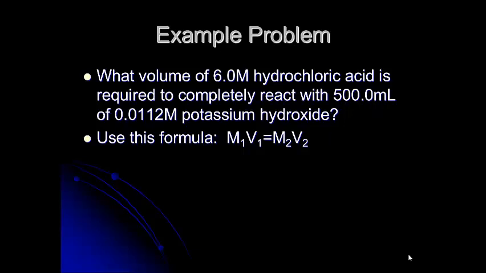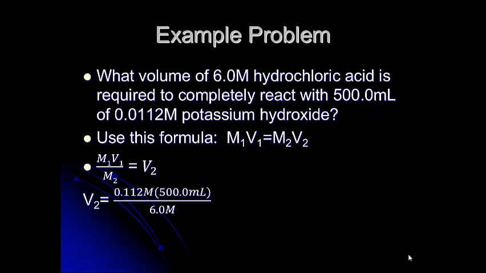If we go ahead and call the volume we're trying to find V2, then the volume of 6 molar, that would be M2, so 6 molar would be M2. And then we can label 500 milliliters our V1 and 0.0112 molar M1. So we can use our formula, and we're going to solve for V2. So remember that we'll divide both sides by M2. So M1V1 divided by M2 will give us V2. And then we just substitute in the numbers we've labeled in our equation.